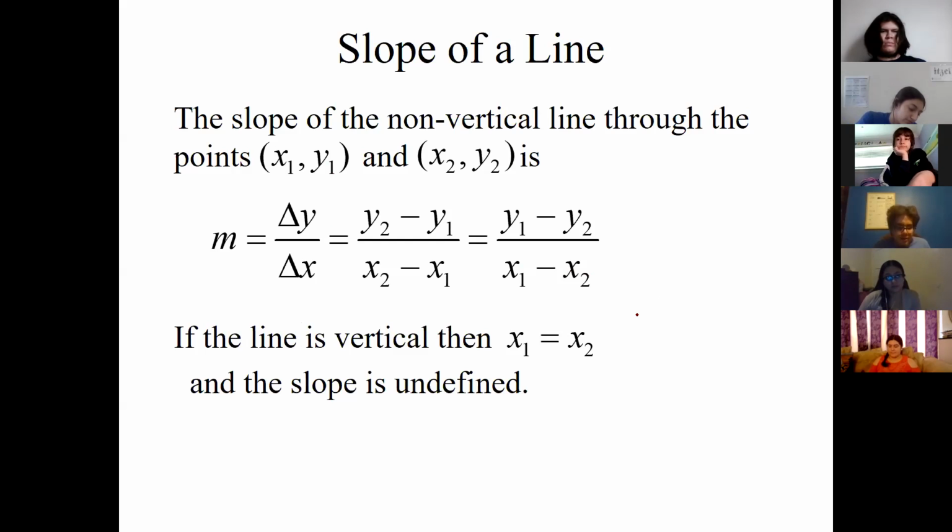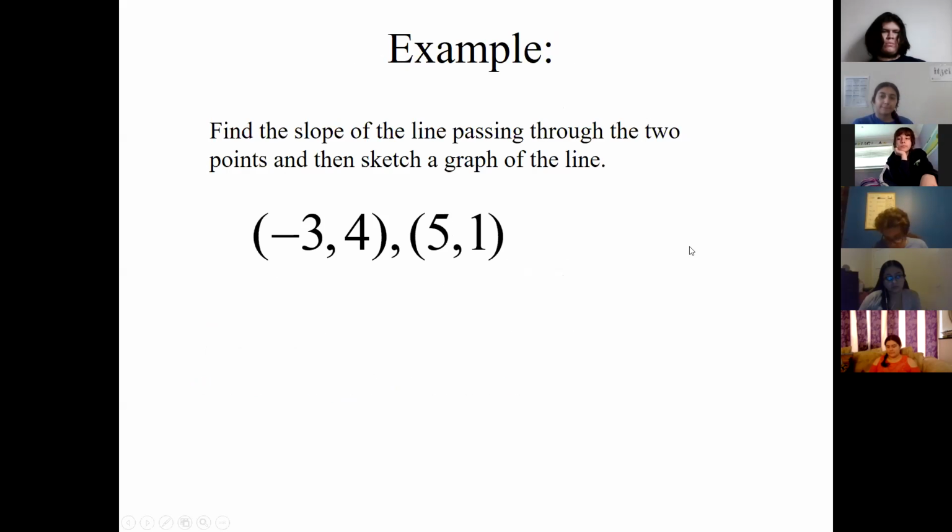All right. So go and find the slope of the line going through those 2 points and sketch a graph of the line. And again, feel free to talk to each other. Share some answers.